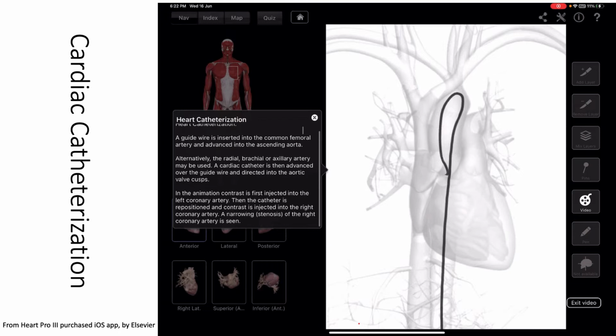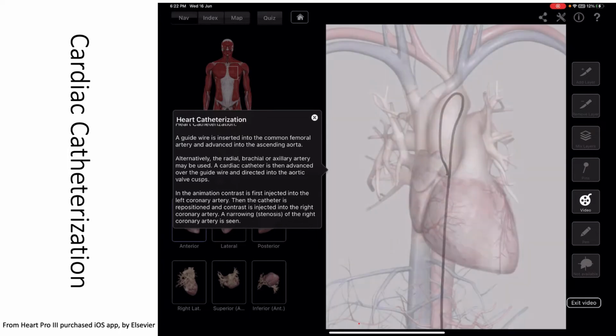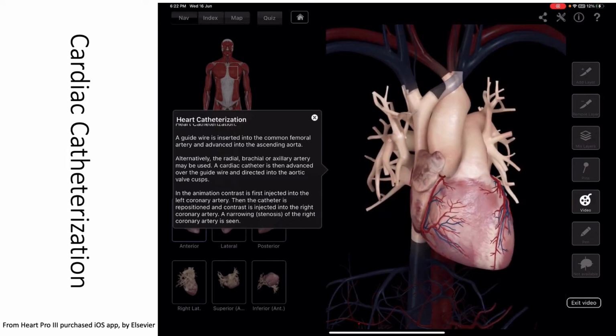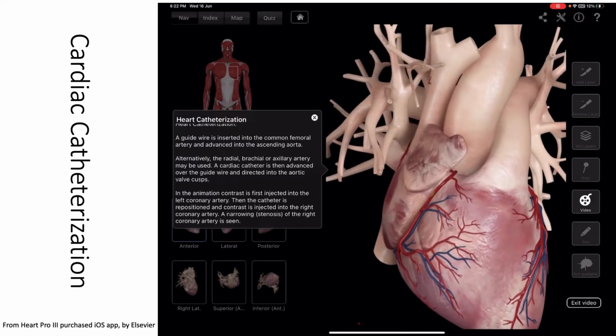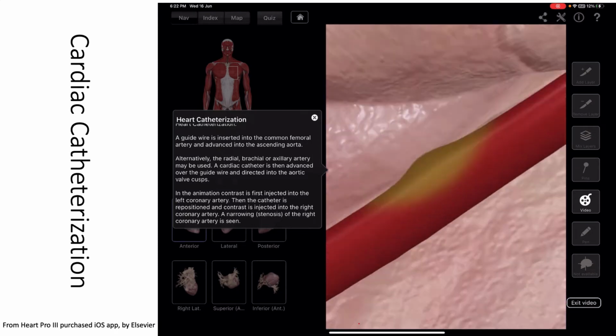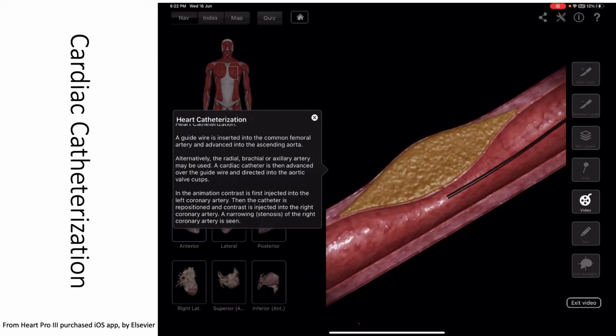Sometimes you need to take your cath out, put another one to engage either or, and that way we can localize. You see here, we were able to localize our pathology to the right coronary artery and the proximal segment, and we also can quantify the degree of stenosis.